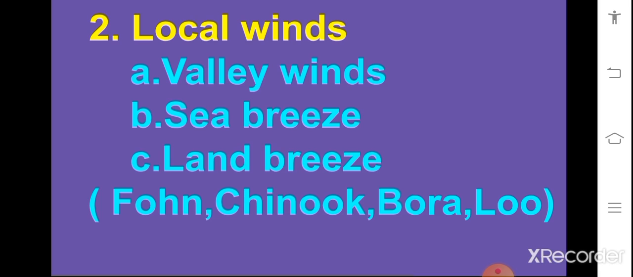These three main topics we are going to do, and there are a few more topics which are included in the local winds, the one which is in the bracket. These are also called local winds: Fohn, Chinook, Bora and Loo. But we will not go into detail on these last four lines which you can see in the bracket. We are going to do a detailed study of topics A, B and C. So we have already done valley winds. Now let's do the second topic, sea breeze.